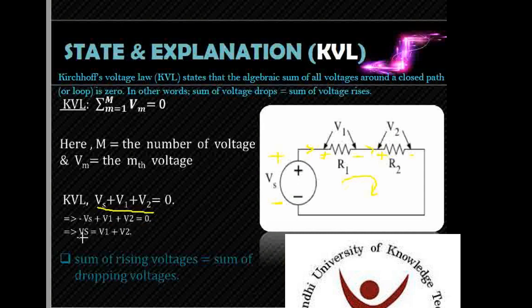If you rearrange the expression of this closed path, you can see that Vs equals V1 plus V2. Vs is nothing but the source of voltage, with plus and minus, and V1 and V2 are drops of voltage across the resistors.